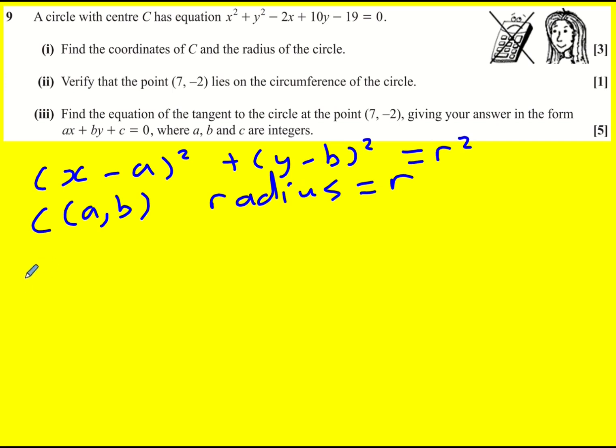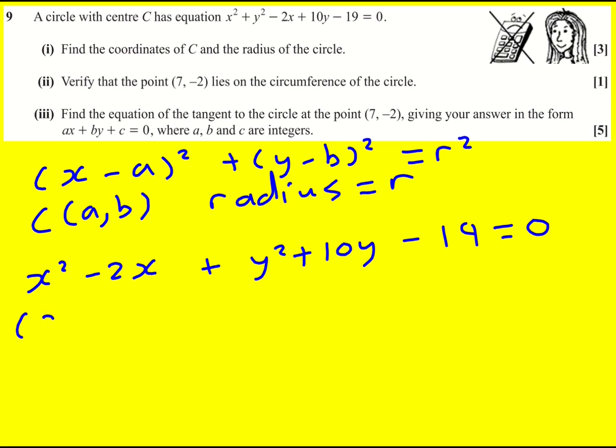So I'm just going to write it first as x² − 2x + y² + 10y − 19 = 0. It's a little bit easier then to see what I'm doing when I complete the square. So when I complete the square on this, I have the −2, so I get (x − 1)². And then I need to minus 1² — I need to minus 1. They're the same thing. x² − 2x is the same as this here.